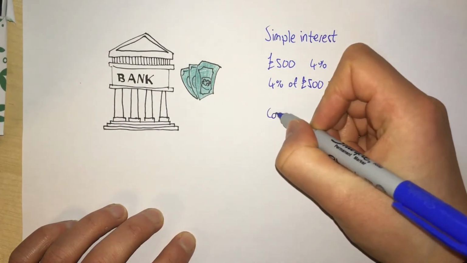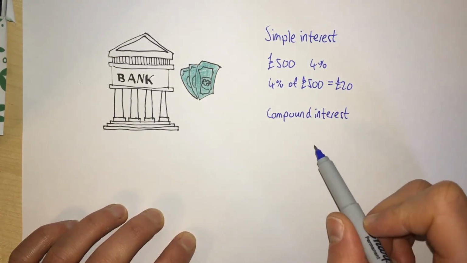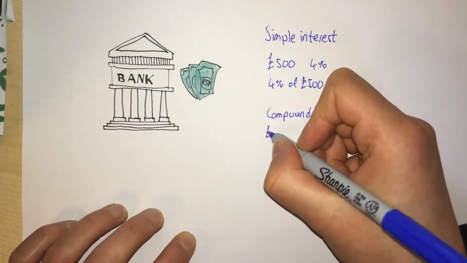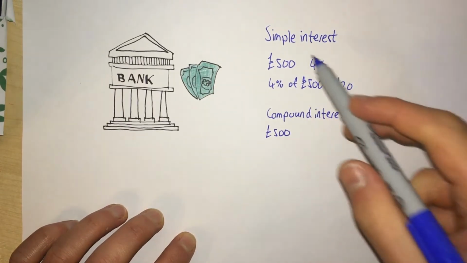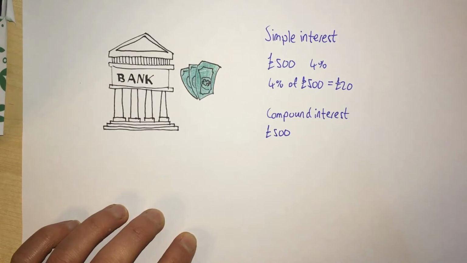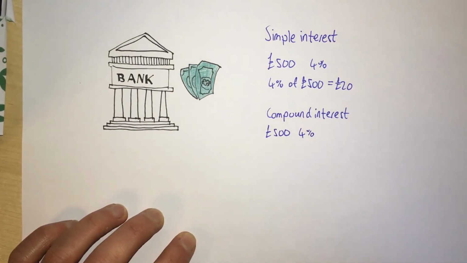Let's look at compound interest. With compound interest, interest is earned or paid on an original sum of money, let's say £500. Then we get interest on the interest. Well, let's say that the same person, instead of doing simple interest, invests their £500 into their bank account at 4% per annum, and this time they get compound interest. And let's find out how much money they have after 3 years.